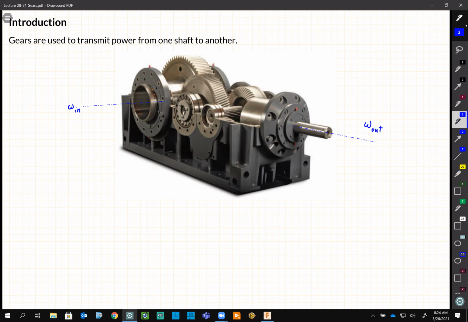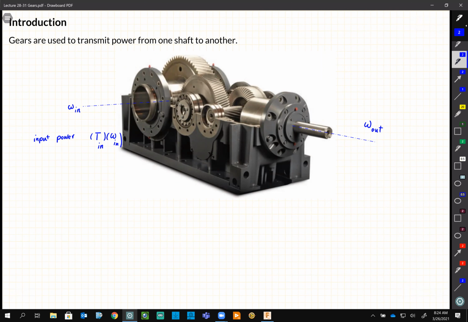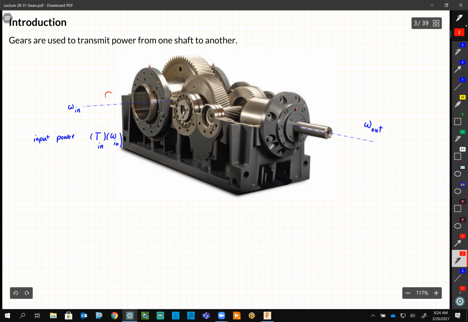And so the input power, of course, is torque that we put in multiplied by omega in. Right? It has been connected to a motor. The motor has a speed and it has a torque.